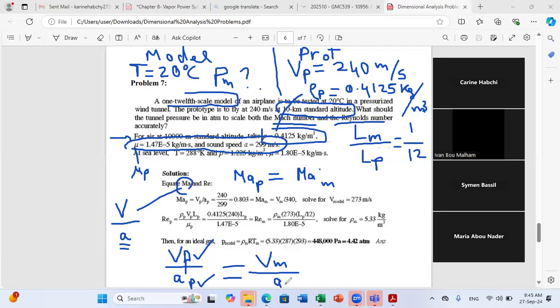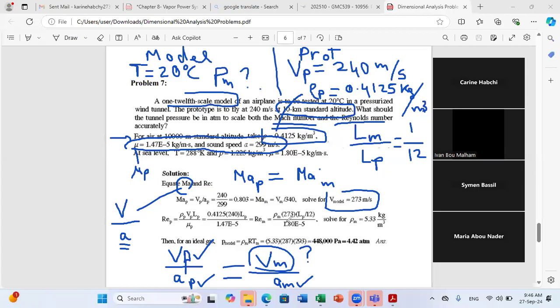We have it. So the only unknown in this equality is the velocity of the fluid in the case of the model. This will allow you to determine the velocity of the fluid in your wind tunnel. So now you calculate this parameter. When you solve, you get that the velocity in the model should be 273 meters per second.